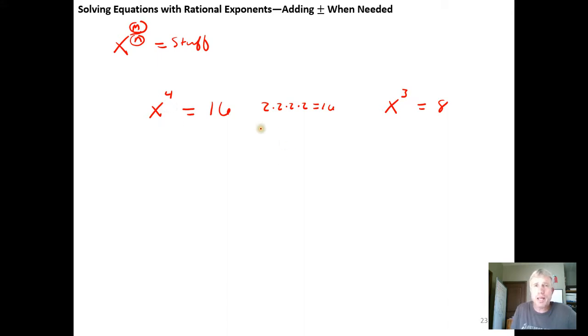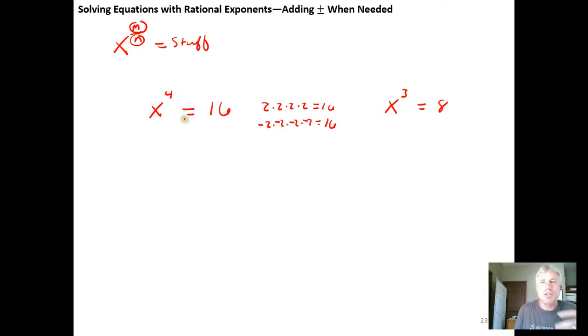However, it's also the case that negative 2 is a solution to this equation because negative 2 times negative 2 is 4. 4 times negative 2 is negative 8. And negative 8 times negative 2 is also positive 16. So there's two numbers, 2 and the opposite of 2, or a positive real number and its opposite, either of which when raised to an even power 4 will generate an output of 16.